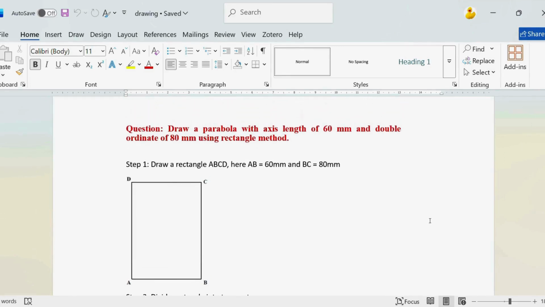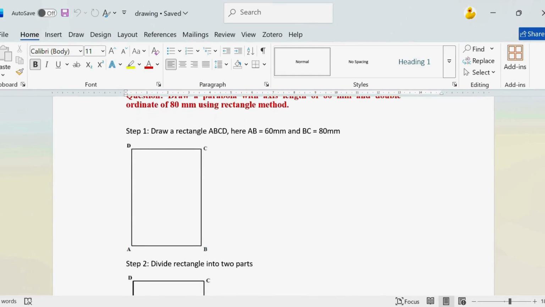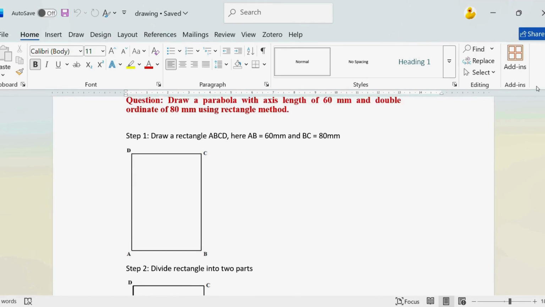So let's learn how to draw a parabola when axis length and double ordinate is given. As you can see in this question, draw a parabola with axis length of 60 mm and double ordinate of 80 mm using rectangle method. So here CD equals 60 mm and BC equals 80 mm. That means BC is a double ordinate and CD or AB is an axis length.